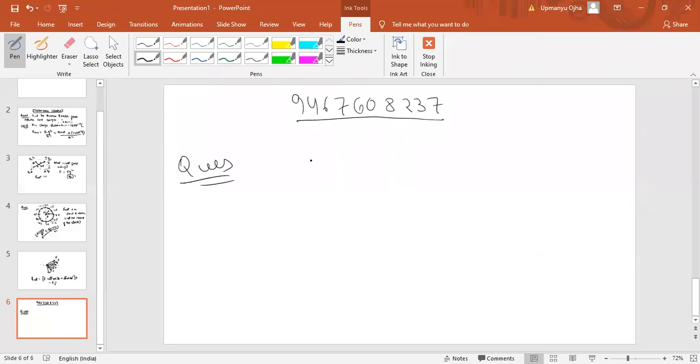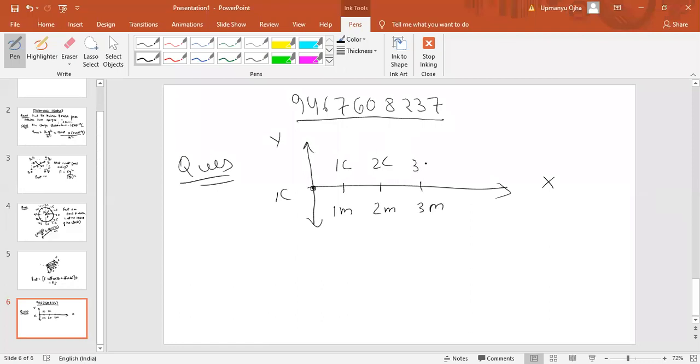Okay. Now let us take an origin here. This is your x-axis, this is your y-axis. Now we are placing 1 coulomb charge at the origin. Then at a distance of 1 meter, we place 1 coulomb charge. At a distance of 2 meter, we place 2 coulomb charge. At the distance of 3 meter, we have placed 3 coulomb charge.